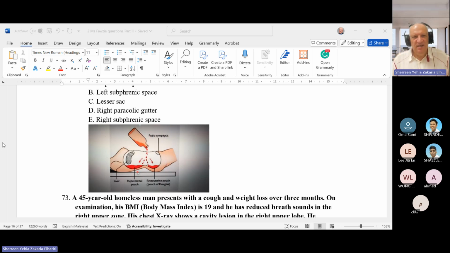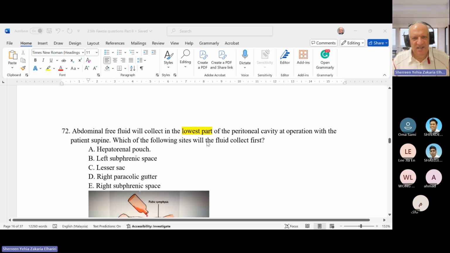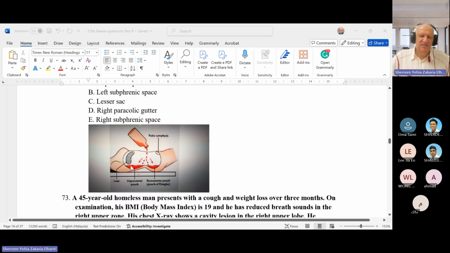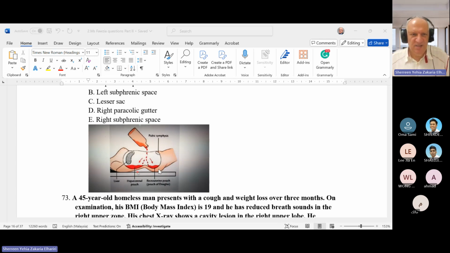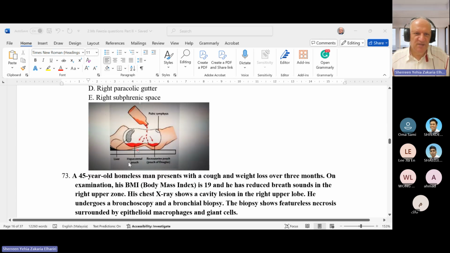Okay. Even if the patient has something like appendicectomy, the hepatorenal pouch is also the first collection. After that it can be in the paracolic gutter. Of course, the right paracolic gutter.